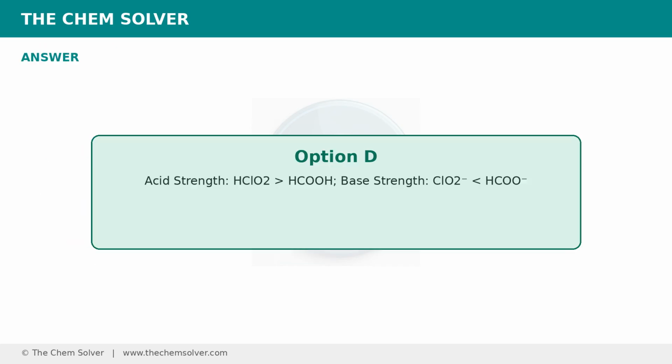The correct answer is option D. Acid strength: HClO2 greater than HCOOH. Base strength: ClO2 to the power negative less than HCOO to the power negative.